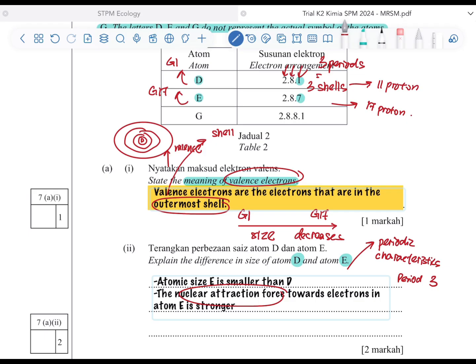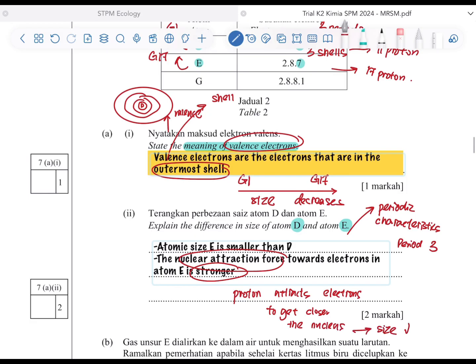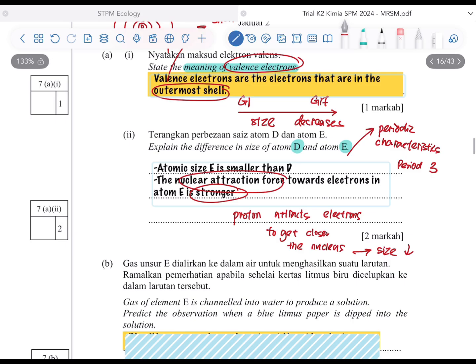That's why the size of atom E is much smaller than atom D, due to the stronger nuclear attraction force. You need to imagine that the proton carries a positive charge, so it can attract the negatively charged electrons closer to the nucleus. Once the electrons get closer to the nucleus, the size becomes smaller, or decreases.